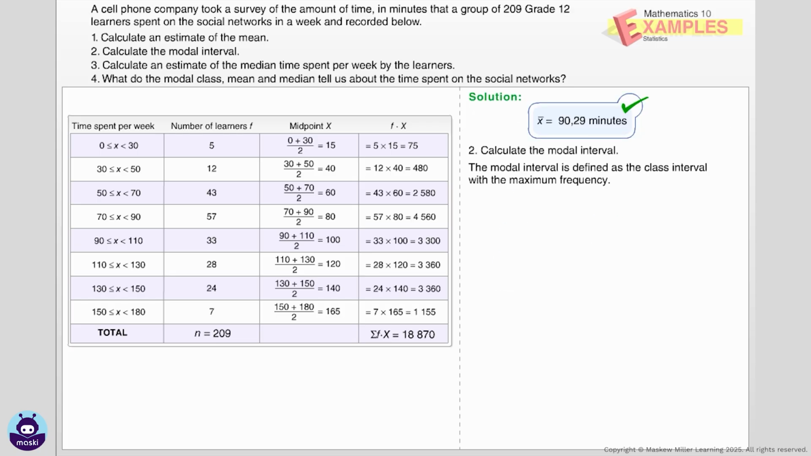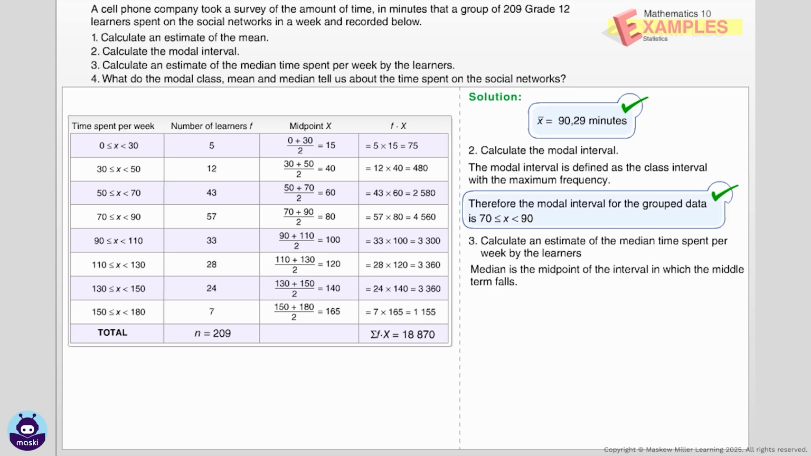The modal interval is defined as the class interval with the maximum frequency. In our data set, we can see that the class interval 70 less than or equal to x less than 90 has the maximum frequency. Therefore, the modal interval for the grouped data is 70 less than or equal to x less than 90.